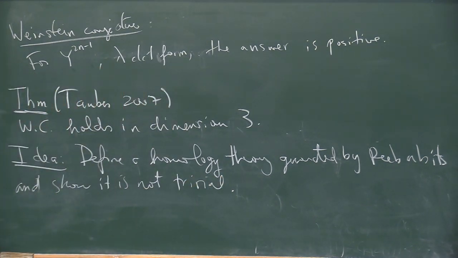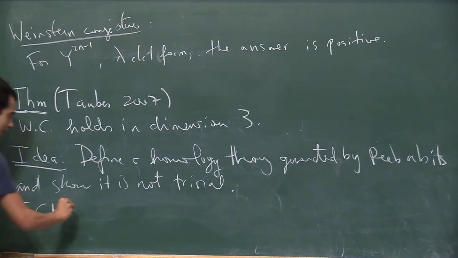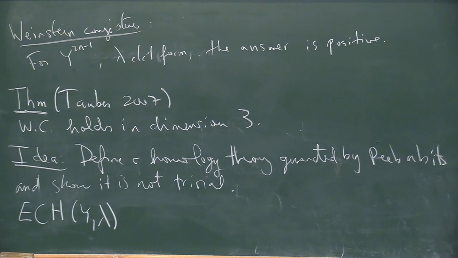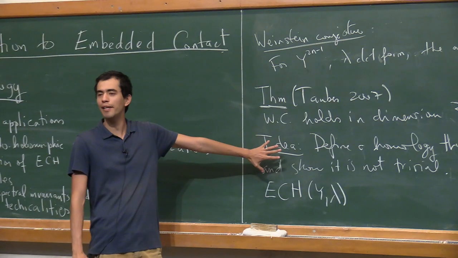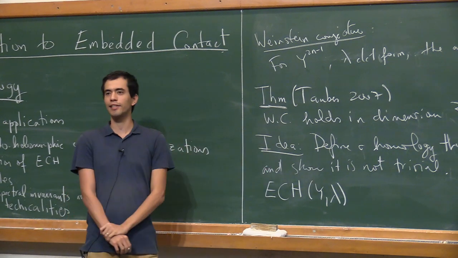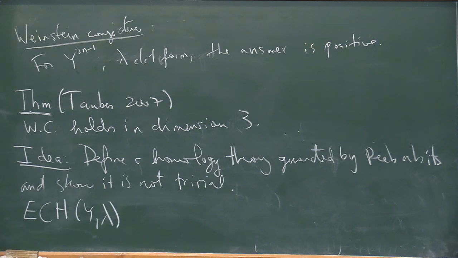Okay? So if you just have this idea, I can tell you, well, ECH is some homology theory whose generators are Reeb orbits. I'll tell you what it is later, but it doesn't matter. There's something called ECH, which is generated by Reeb orbits. So we just need to show this is not trivial to actually conclude the Weinstein conjecture. You see how this is a good idea, but it's hard to do in any dimension. If it was easy, then we could prove the Weinstein conjecture. So, yeah, it is hard. In particular, defining ECH is hard.